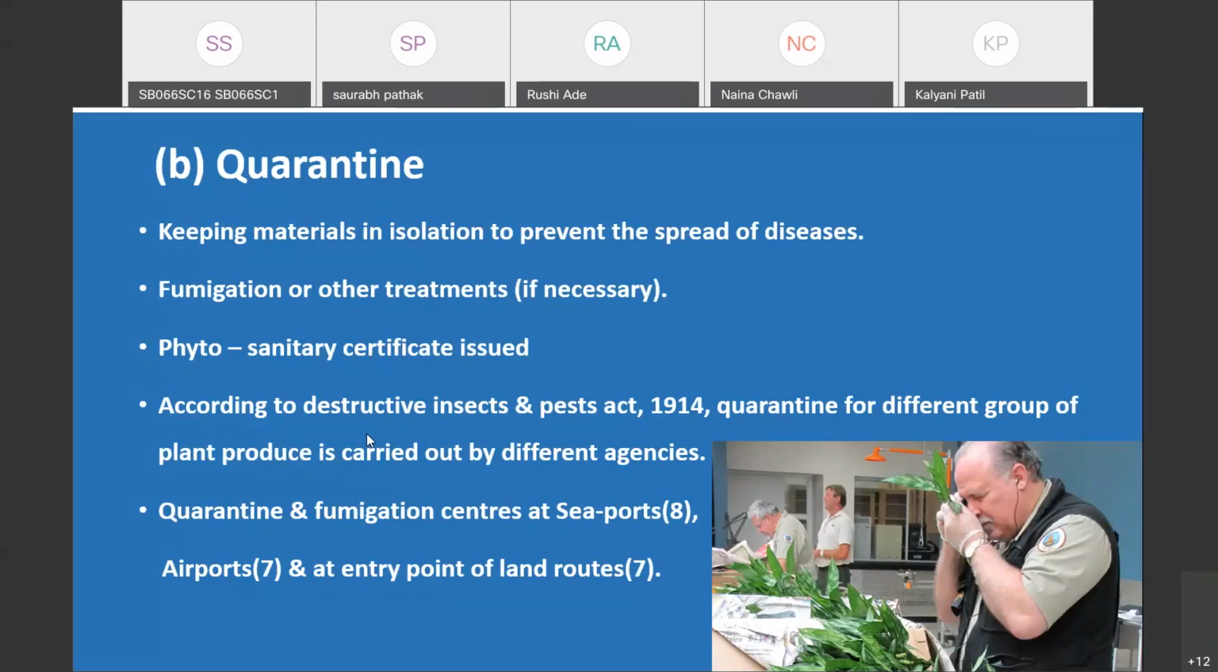That's why there is no need to explain the term quarantine. Okay, quarantine means what? The plant material which is introduced from the other country may be contaminated with certain types of insects, pests, or diseases. And that's why the plant material which is obtained is kept in isolation to prevent the spread of diseases.